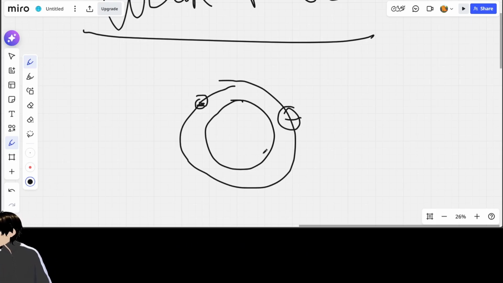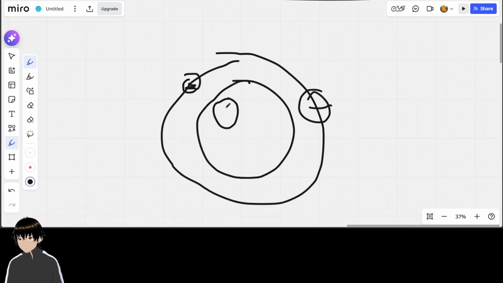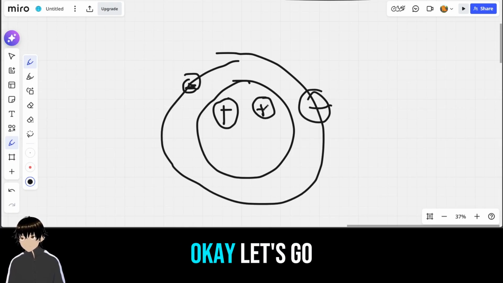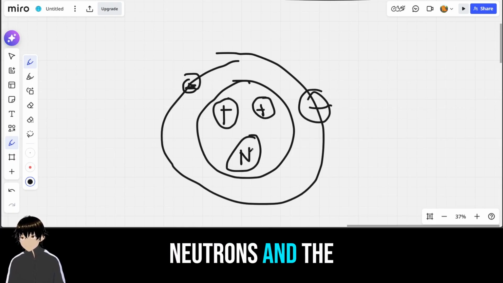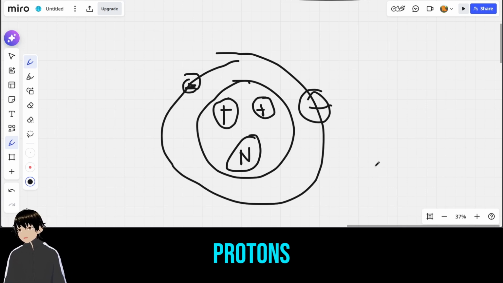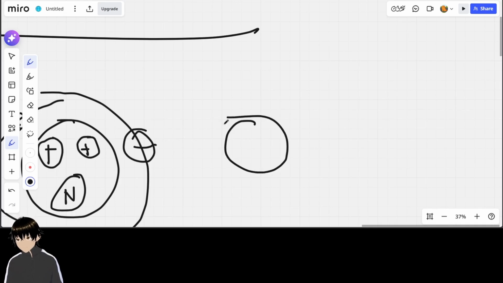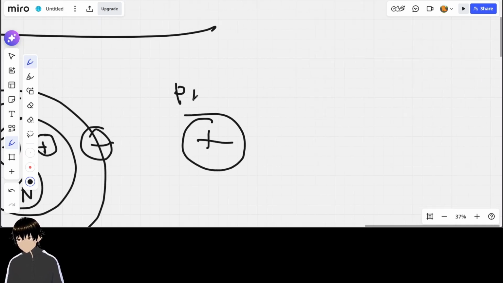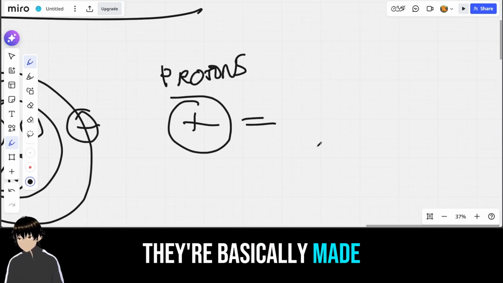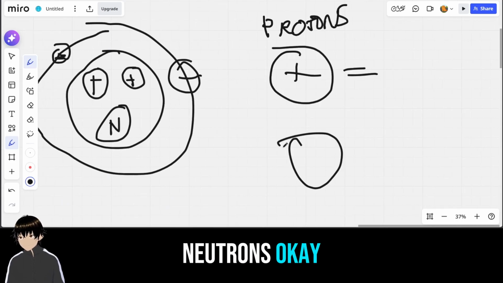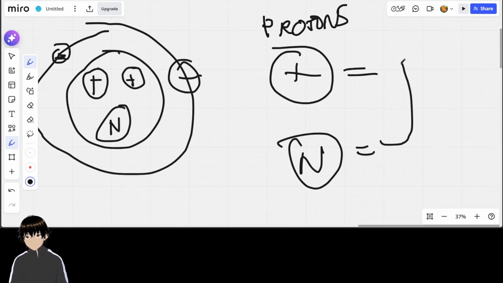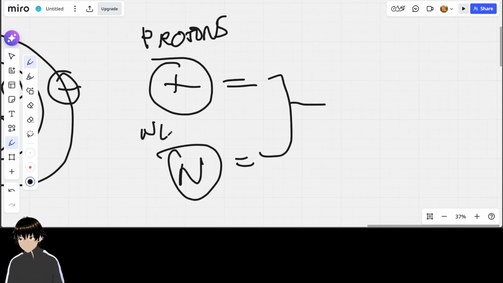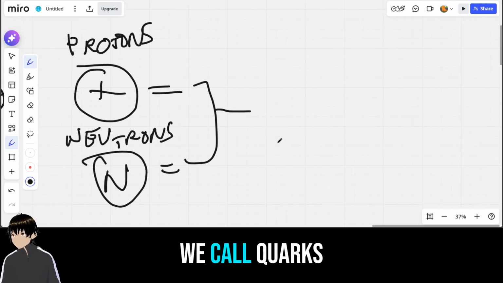Sorry, so let's get back to the neutrons and the protons. They're basically made up of what we call quarks.